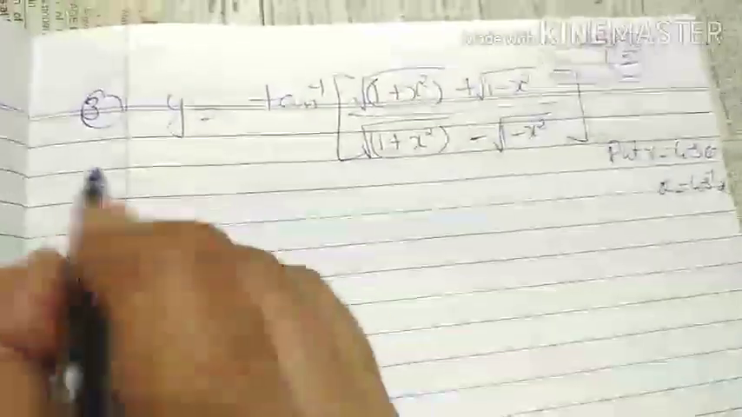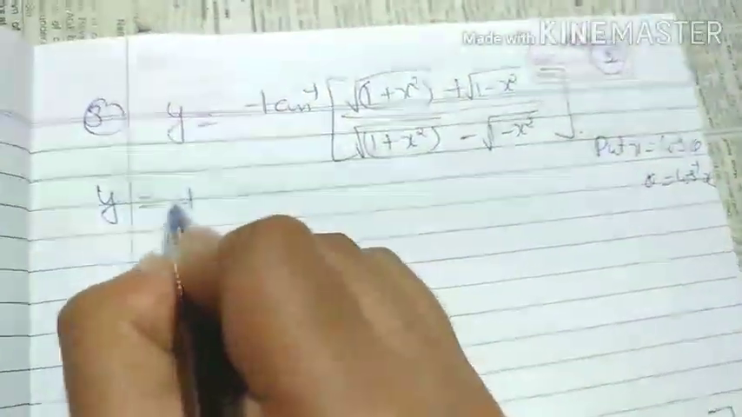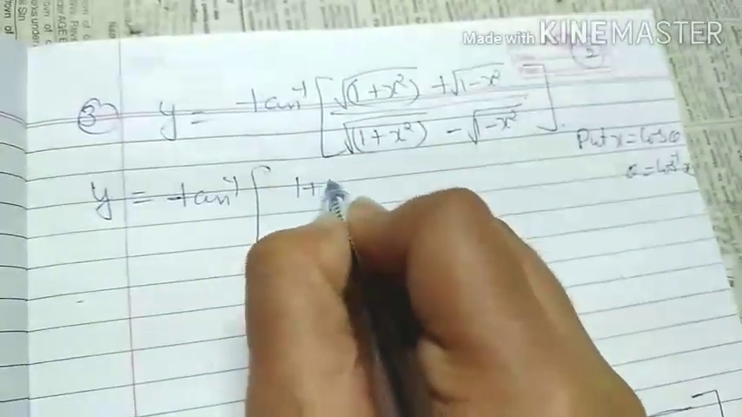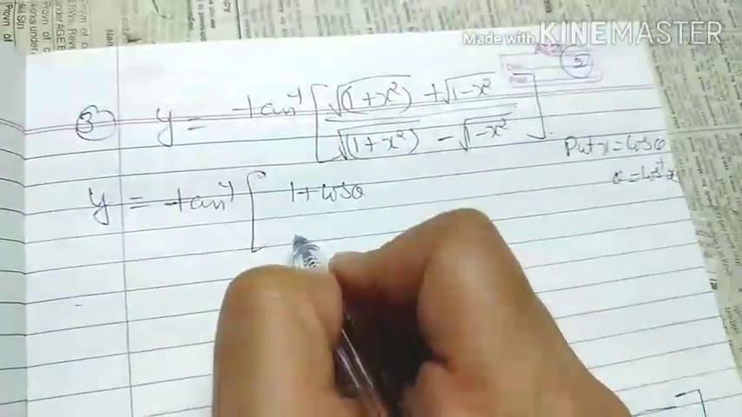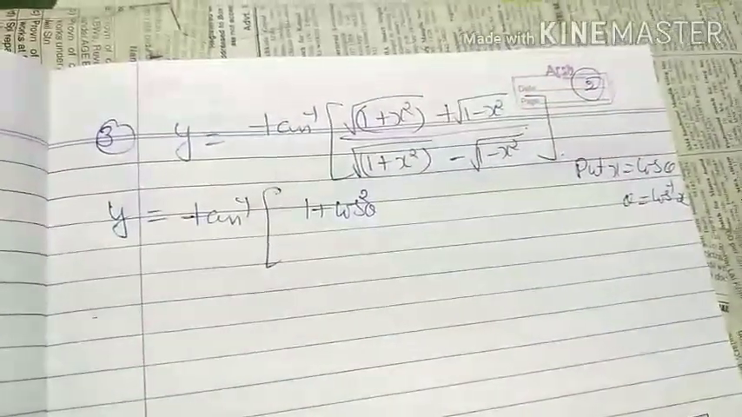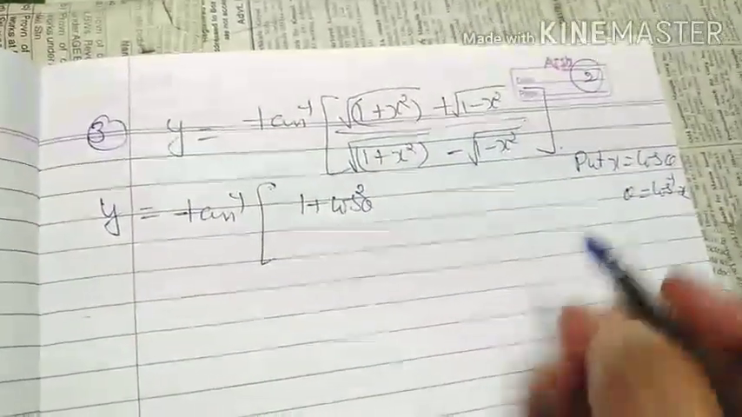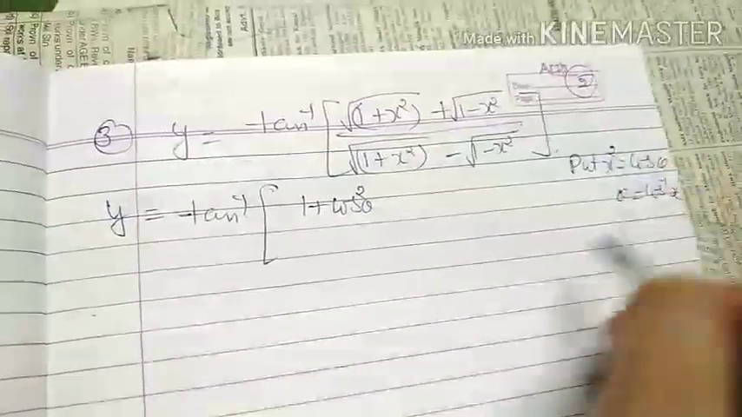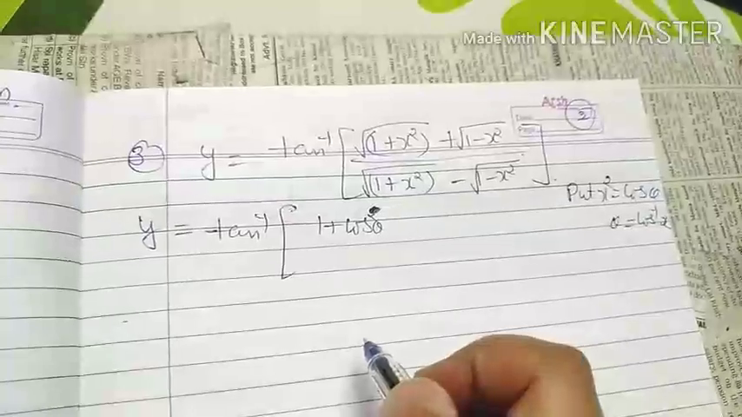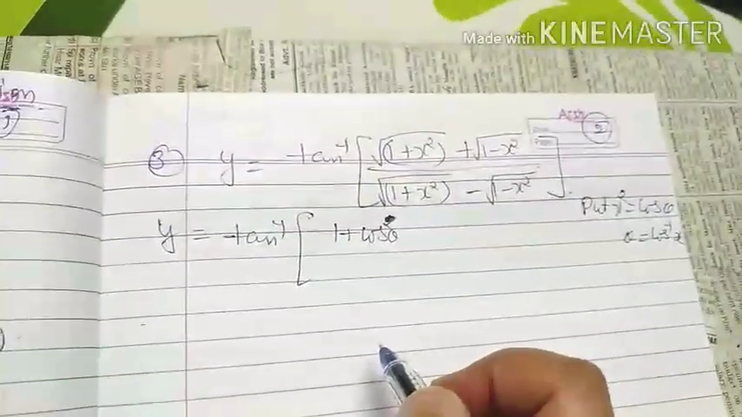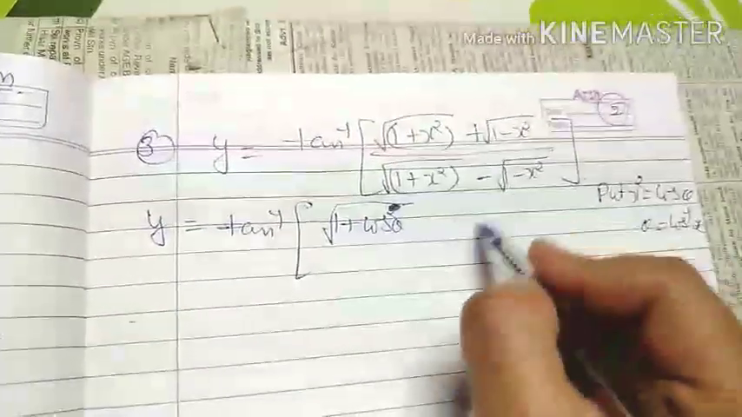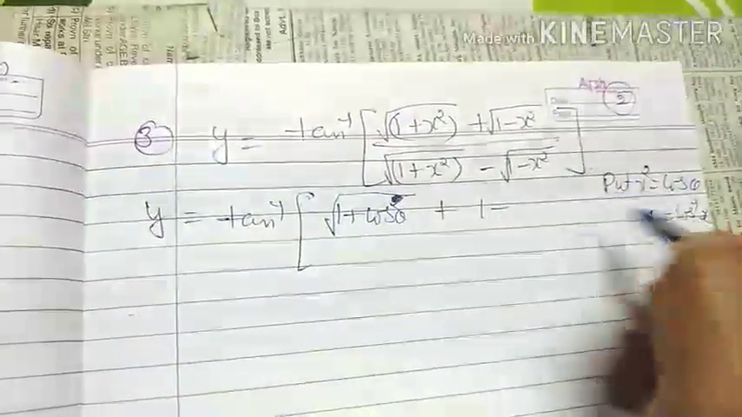Now here my y will be reduced: tan inverse, so that gives me 1 plus cos square theta. I have to put x square, so that gives me 1 because I have no formula for 1 plus cos square theta. I have the formula 1 plus cos theta. So I convert into 1 plus cos theta, so that is plus 1 minus cos theta.